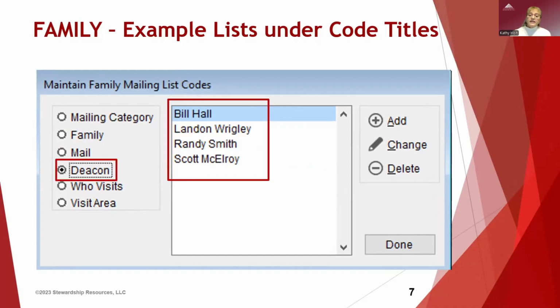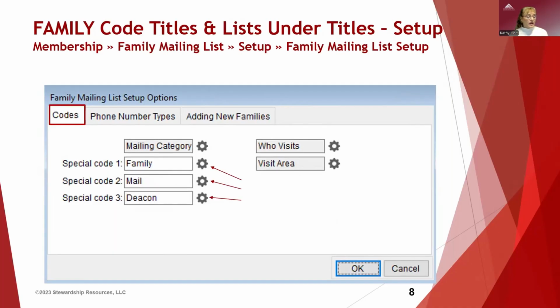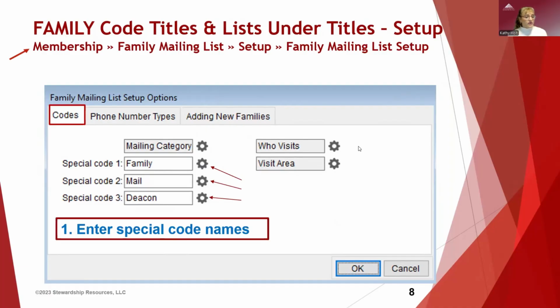So if you like the idea of setting up your own household custom codes, let me show you where to do that. Now here is the path to get to the screen in PowerChurch where you can change these special codes. So step 1 is you're going to enter the special code name. So instead of code 1, code 2, code 3, you type in the code headings that you need for your church.